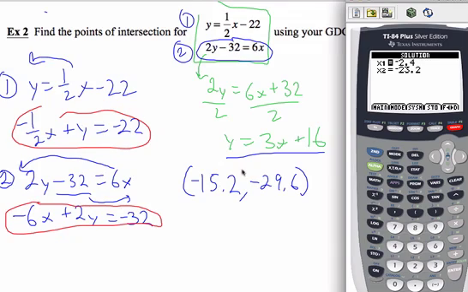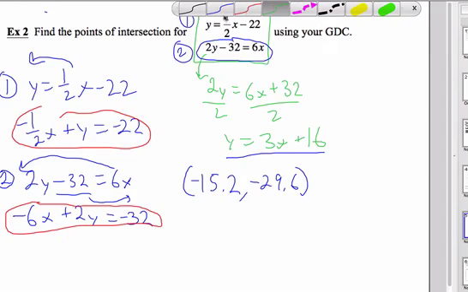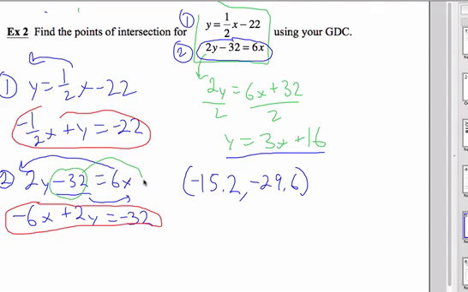As you can see, we didn't get the same answers we got before. So obviously I must have made a mistake. It's a good way to check your answers too. Let's take a look. Where did I make my mistake? Right here, I have a minus 32. I brought it to this side, so that became plus 32.